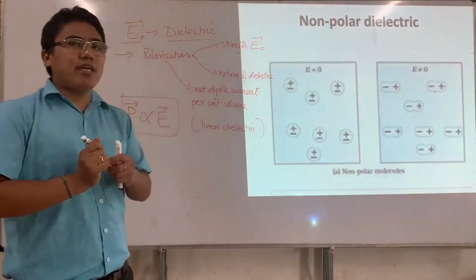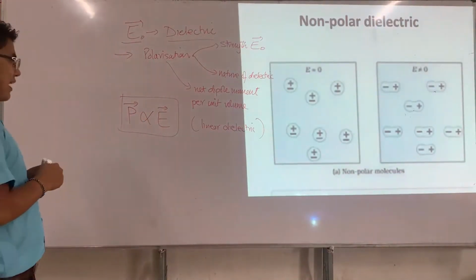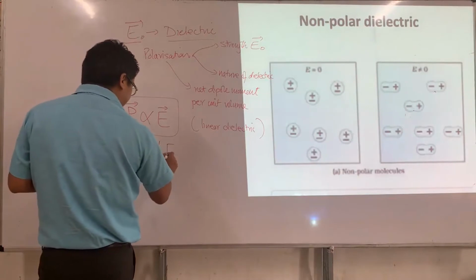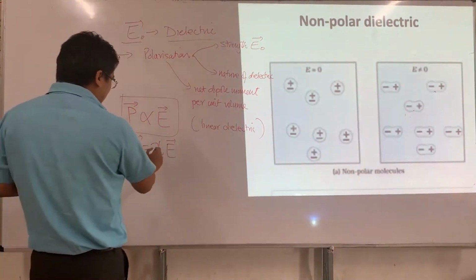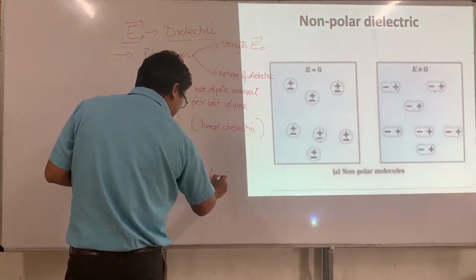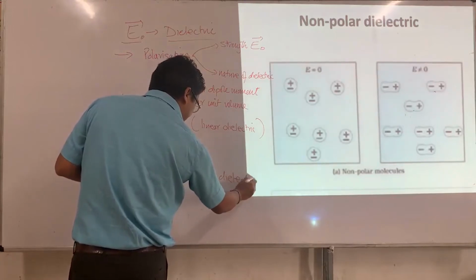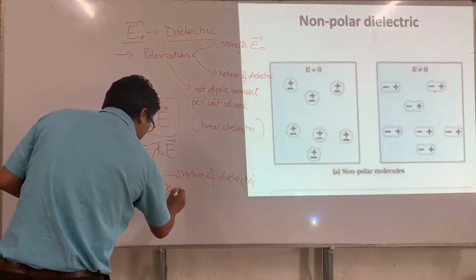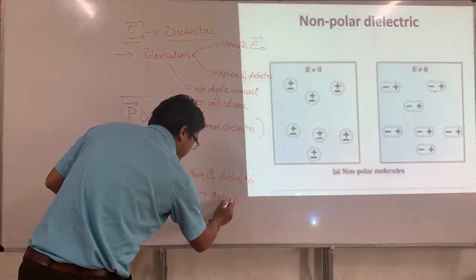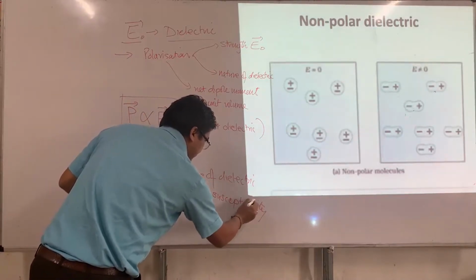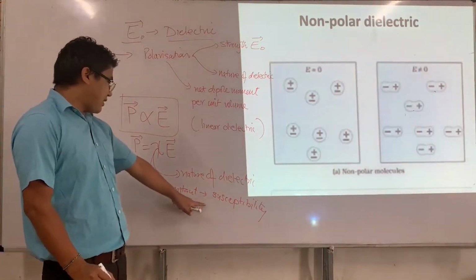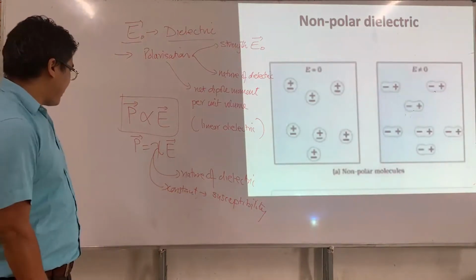So the polarization is defined by the external electric field. Now if I remove the proportional sign, this is the Greek letter chi. This is the nature of the material. This is what we call the nature of the dielectric. And this constant is what we call electric susceptibility. This is defined by the nature of the material.